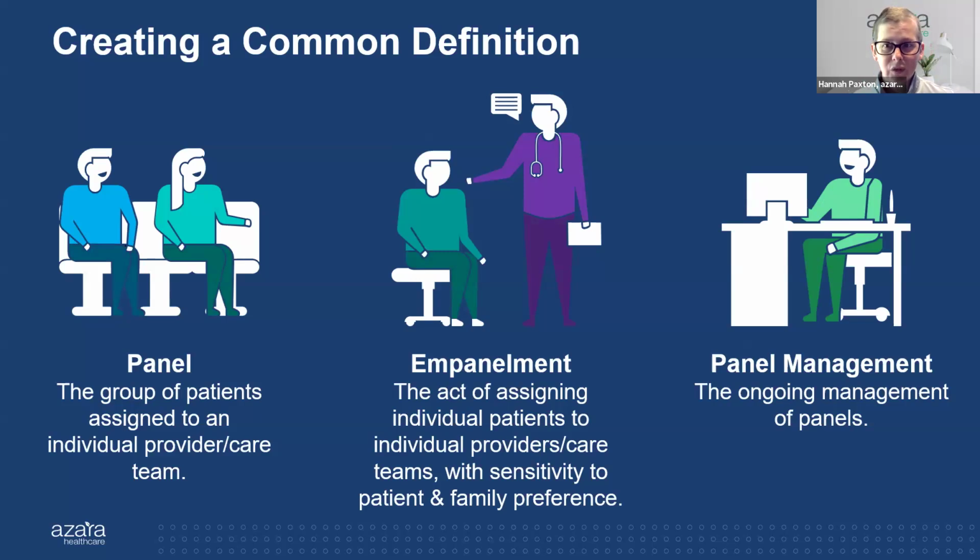And so when we talk about a panel, we're talking about the patients assigned to a specific provider in your EHR. There are panels that come from your payers if you have any sort of integration or exchanging any data with your payers, but these are specifically those in your EHR. Then there's empanelment. Empanelment is going to be the actions you take to assign a patient to a specific provider or care team in your EHR. And for patient-centeredness, we say with sensitivity to patient and family preference.